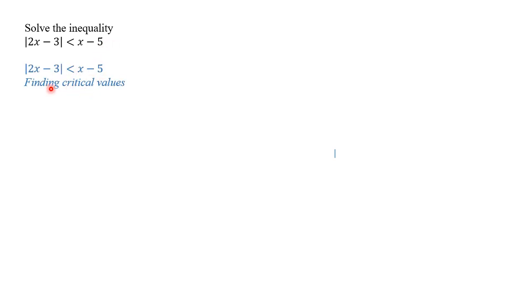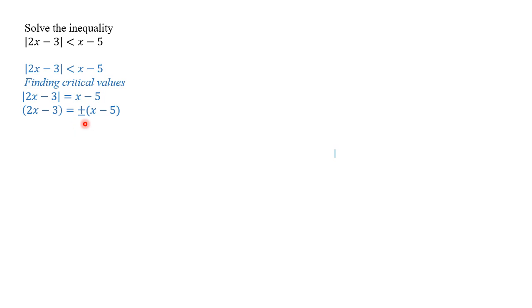Alright, so our next example is solve the inequality modulus of 2x minus 3 less than x minus 5 here. Alright, so we are just following the same thing. We need to find the critical values. So to find the critical values, we are finding the corresponding modulus equation here. So we are going to have modulus of 2x minus 3 is equals to x minus 5 here. So we need to solve for this one. So this is going to be 2x minus 3 is equals to plus or minus x minus 5 here.